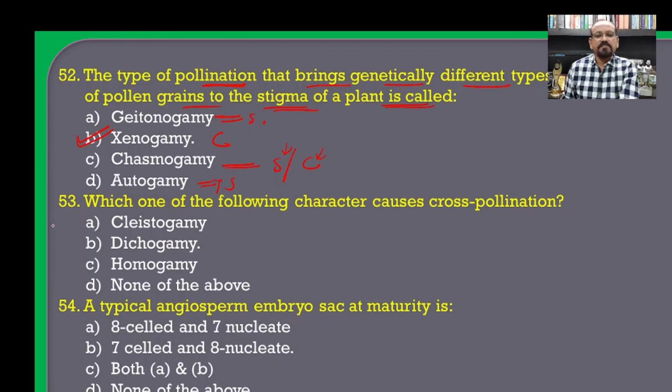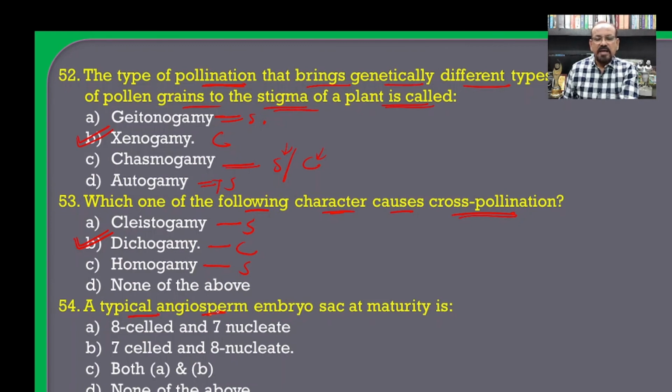Then, which of the following characters causes cross pollination? First one, cleistogamy, self pollination; dichogamy, cross pollination; homogamy, self pollination. So in dichogamy, the androecium and the gynoecium mature at different times, hence they prefer cross pollination instead of self pollination, and hence B is the correct answer for this question.